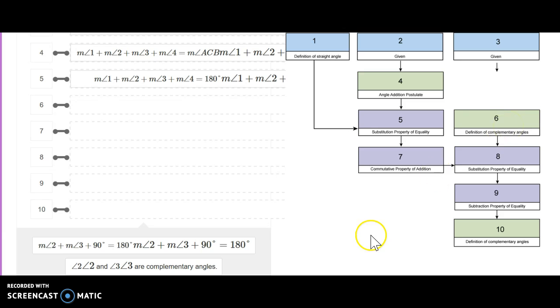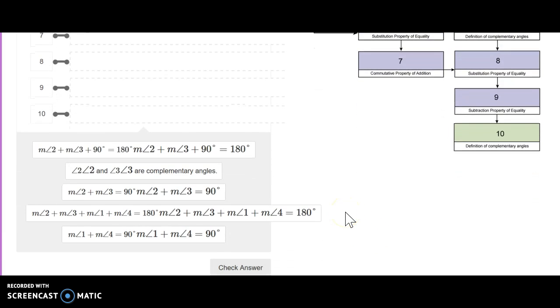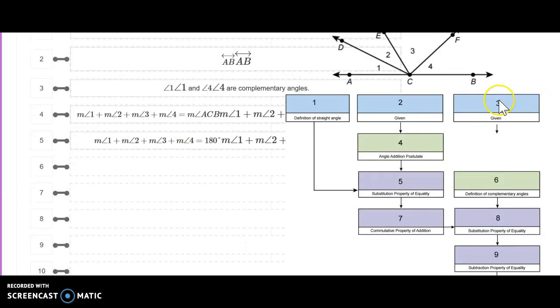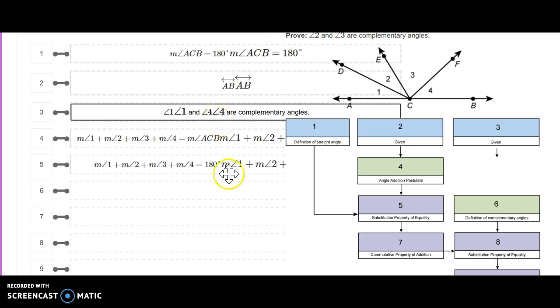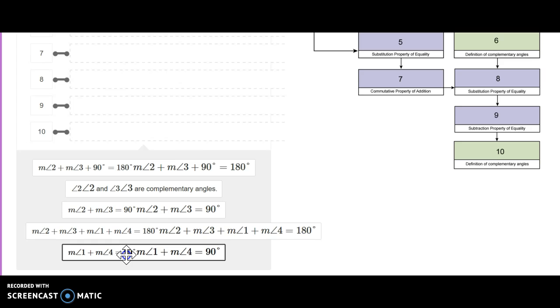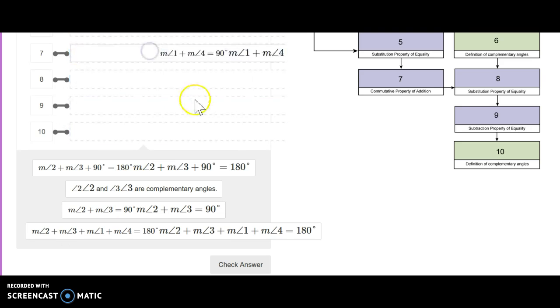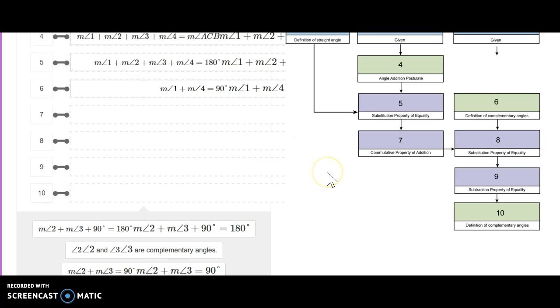6, definition of complementary angles. That means, and our given there is angle 1 and angle 4. So that means angle 1 plus angle 4 equals 90 degrees, because that's what complementary means. They sum to 90 degrees.